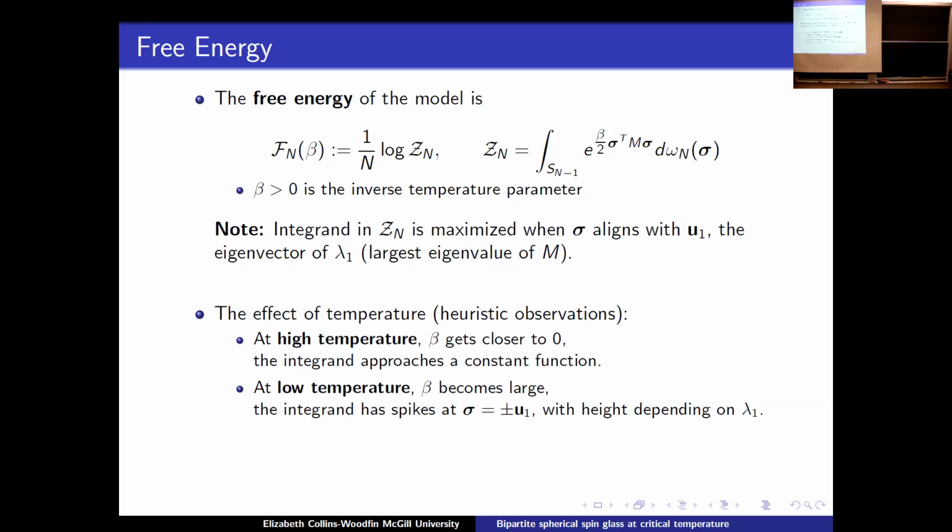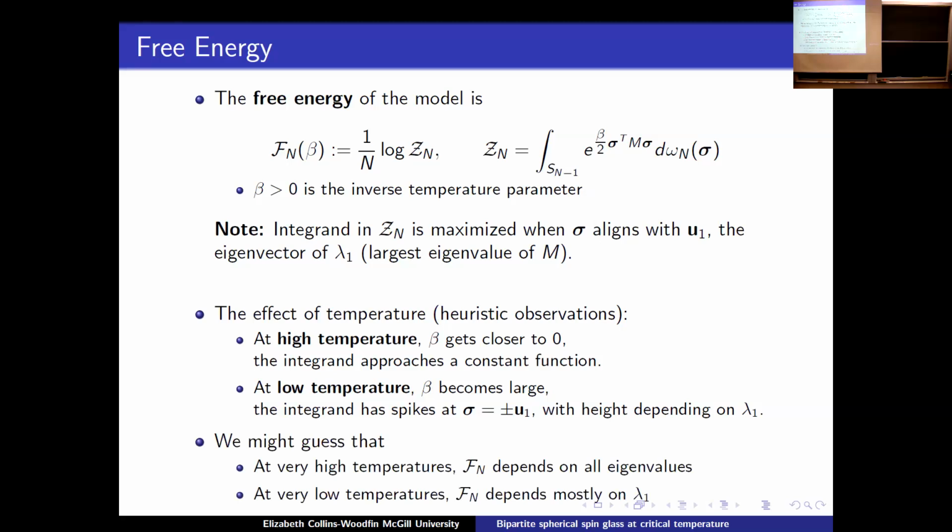sigma, that integrand. In contrast, low temperature, so that's when beta is very large, then this integrand is going to have a spike associated with when sigma is near the leading eigenvector of that matrix. And furthermore, the height of the spike will depend on the largest eigenvalue. And so what you may guess from that is that at high temperatures, the free energy is going to depend on all the eigenvalues because the integrand is more of a flat function. Whereas at low temperatures, the free energy is going to depend mostly on the largest eigenvalue because we have this spike in the integrand. And that's more or less what happens.